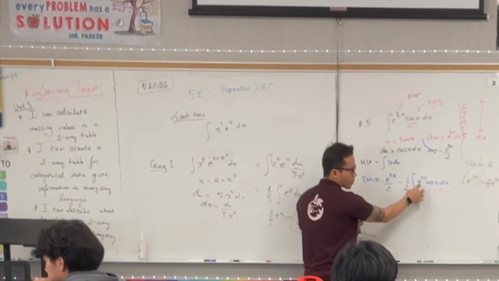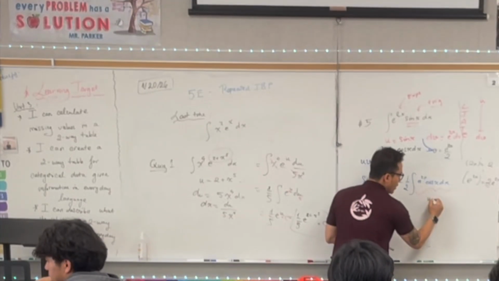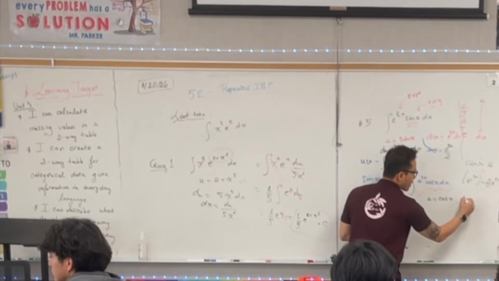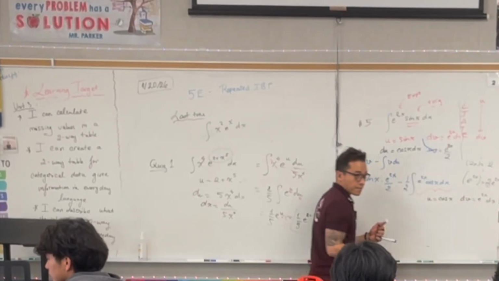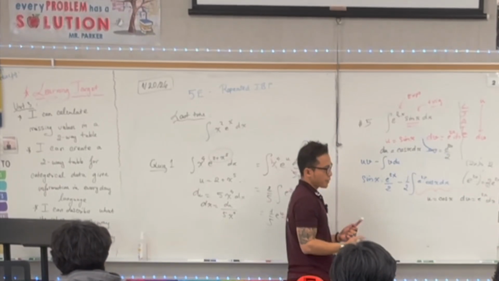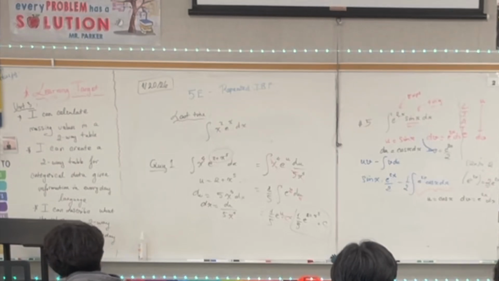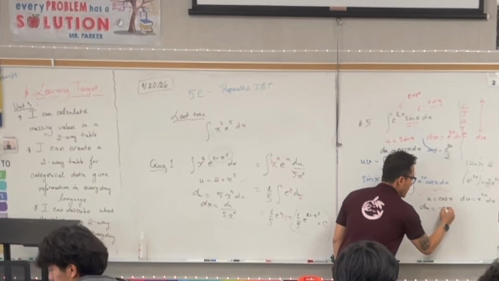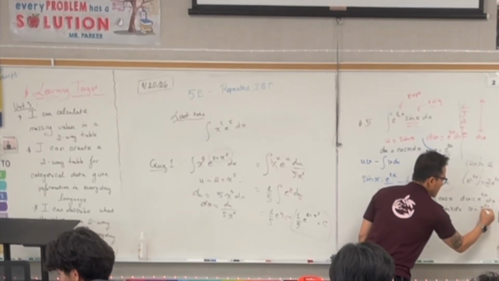Same thing, exponential and trig, which one is more prioritized? Trig. So u equal to cosine x, and dv equal to e^(2x) again. Okay. du equal to negative sine x dx, and v equal to, again, same thing, e^(2x) over 2.